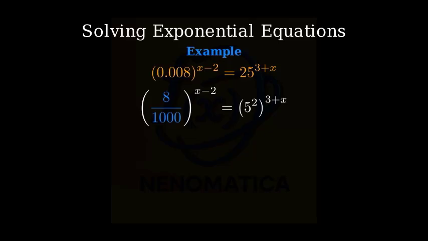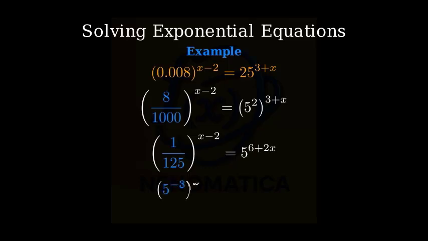On the right side, we note that 25 is 5 squared, so we can rewrite 25 raised to the power of 3 plus x as 5 squared, all raised to the power of 3 plus x. Next, we simplify the fraction 8 over 1,000. 1,000 is 10 to the power of 3, and 8 is 2 cubed. So 8 over 1,000 equals 1 over 125, which we'll write as 1 over 125 to the power of x minus 2.